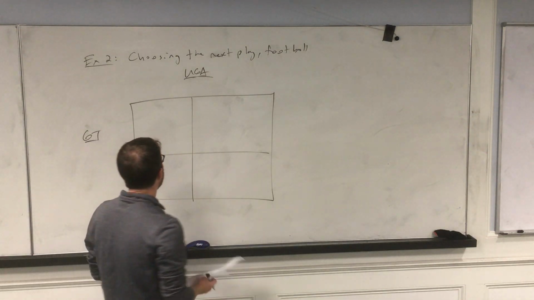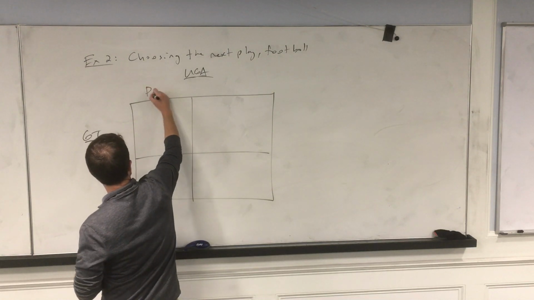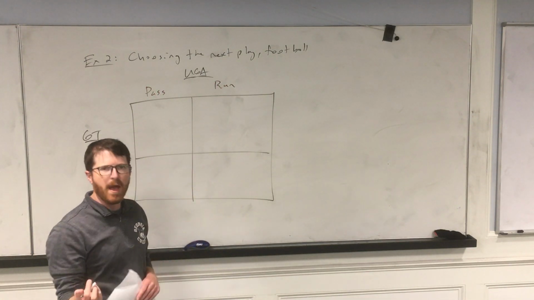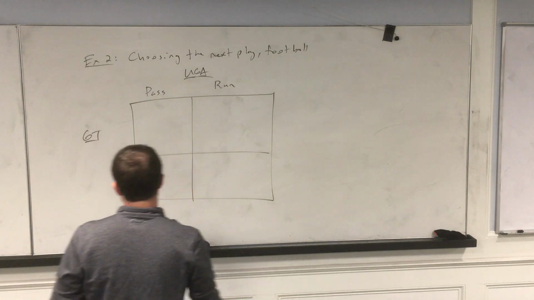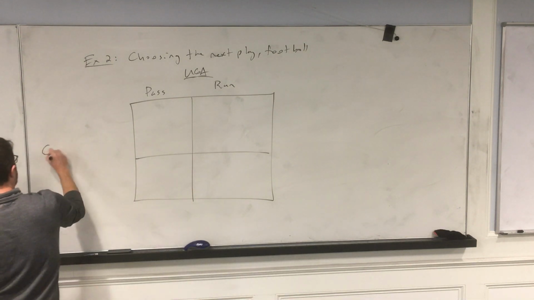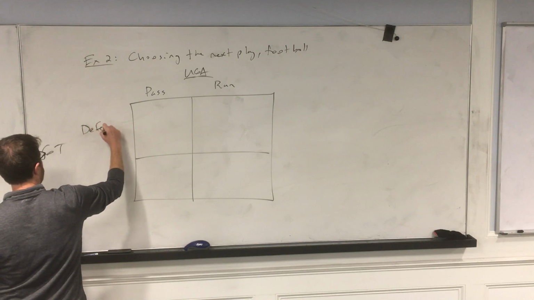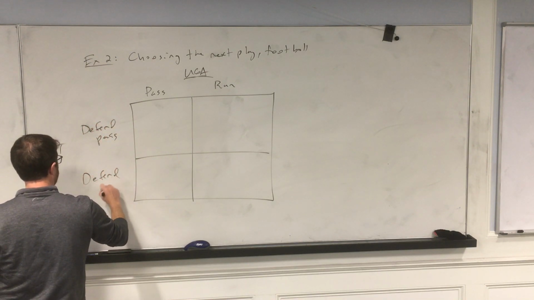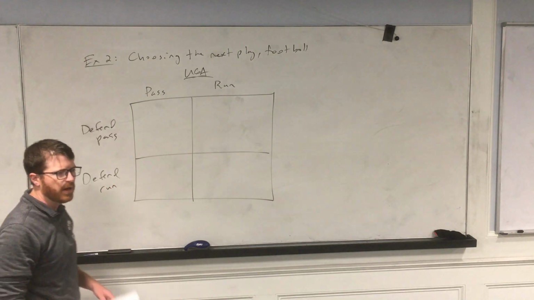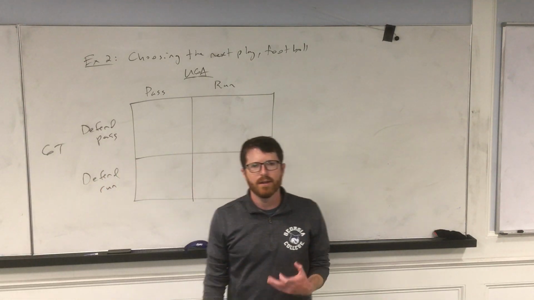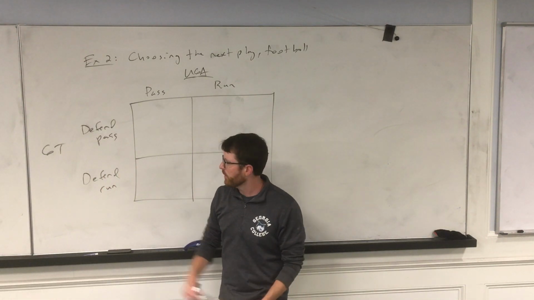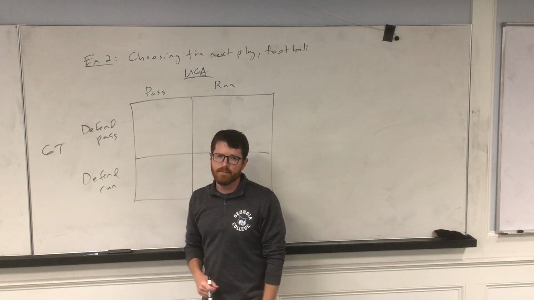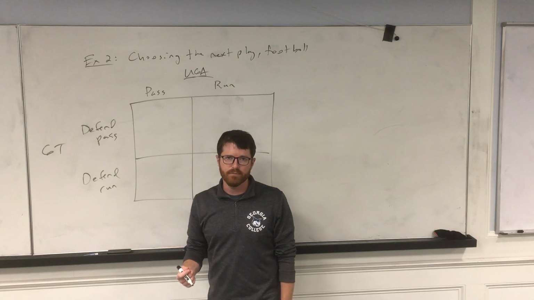Okay, so we know they're really going to do one of two things. If we want to simplify it down to just two choices, they can either pass or they can run. And Georgia Tech basically has two choices as well. They can defend a pass, or they can defend a run. For those of you who watch football, I'm sure you know what I mean here. There's no way to perfectly know what the other team is going to do, but you can set up a defense that is more pass-oriented, or you can set up a defense that is more run-oriented, okay?